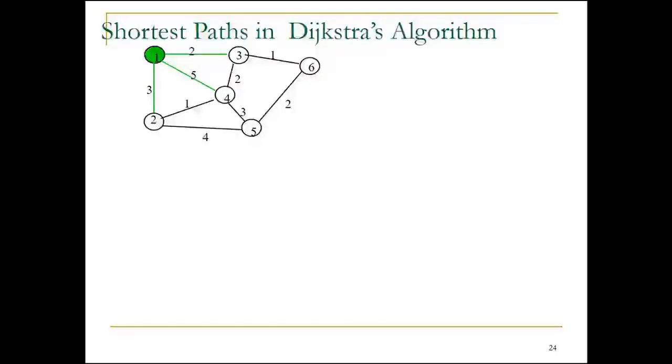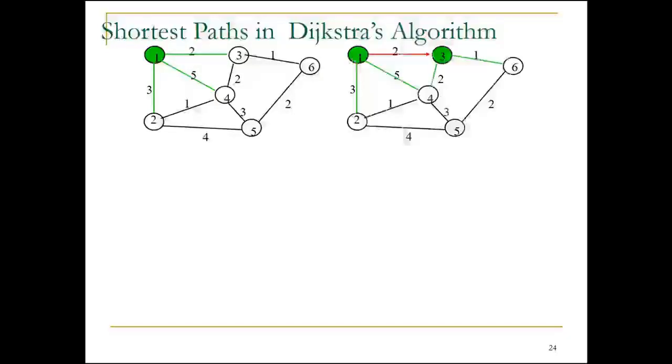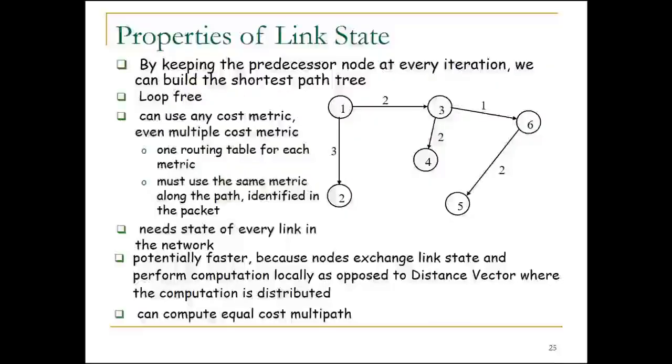So the shortest path, in summary, to move a packet from one to all the various nodes across the network will probably be in this format right here. So to get to 5, the best shortest path to use is from 1 to 3 to 6 to get to 5.